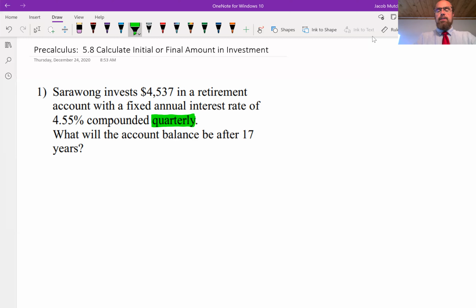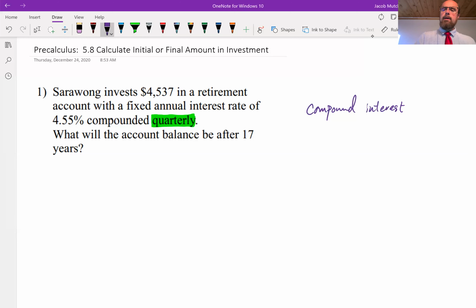So what we really need is some type of formula. And what we've got is really an exponential function for compound interest. So let's give that formula. The compound interest formula goes like this.